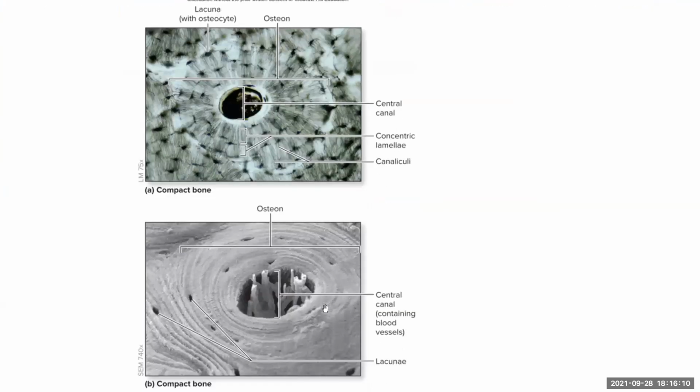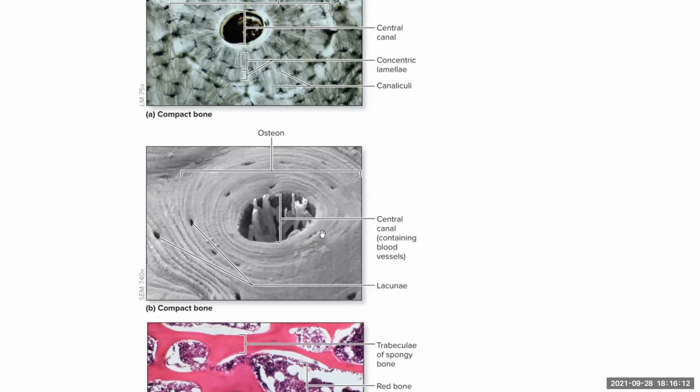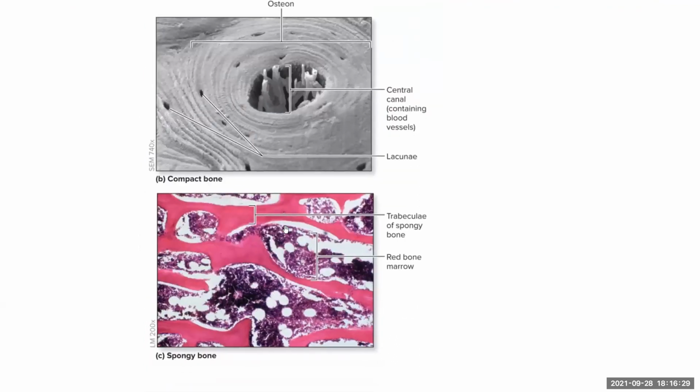So here's a nice, real close-up micrograph. You can see here at the center, we've got our blood vessels, some of the lacunae close by. You can see we have these nice concentric rings going around the central canal. That's our compact bone. And then here you can see a nice micrograph of the red bone marrow where the spongy bone is located.